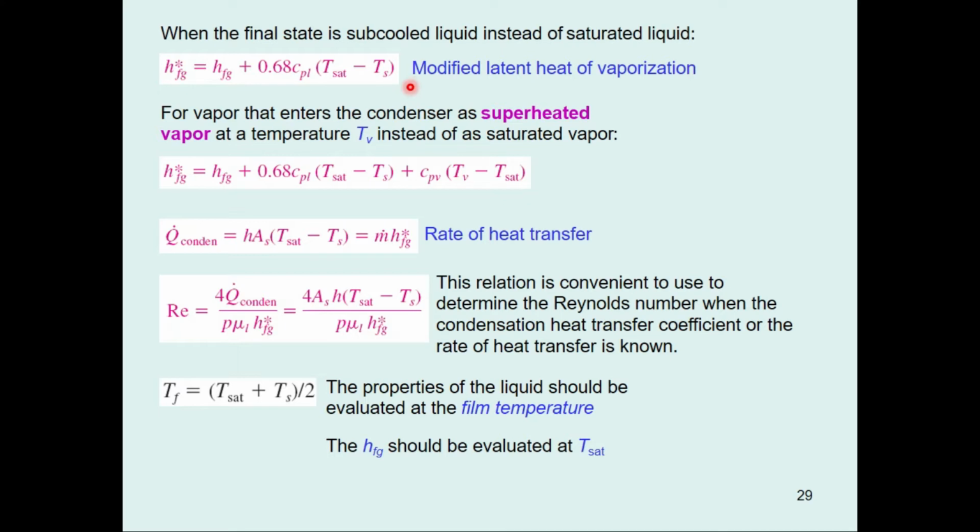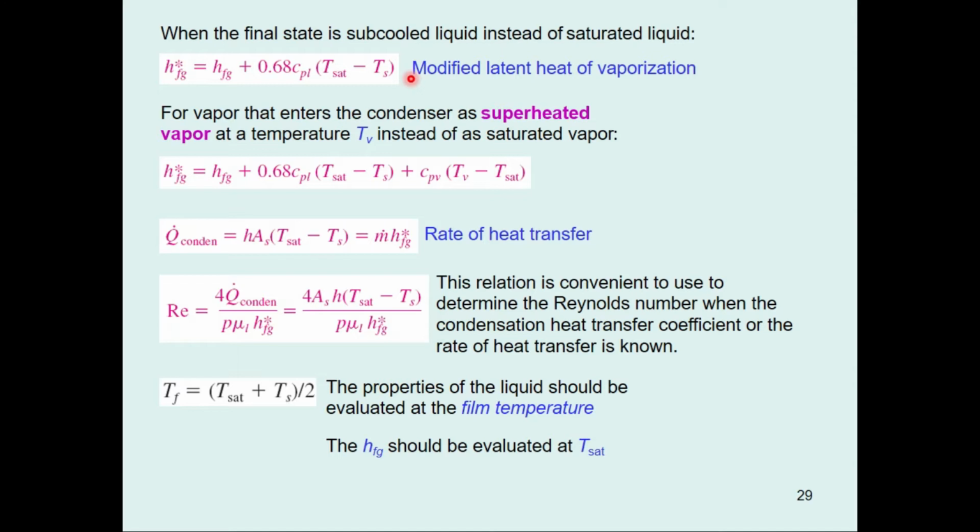The second case is if the vapors are superheated vapors. What will happen when the superheated vapors cool down? They will first convert into saturated vapors, and then the saturated vapors will cool down to the liquid. So there is a two-step phenomenon if we have superheated vapors, and in that case we will use this formula for the determination of the modified latent heat of vaporization.